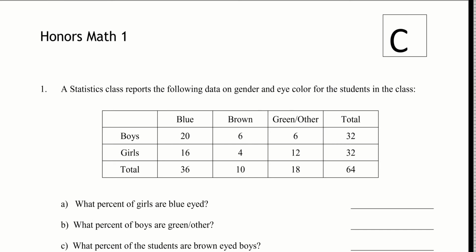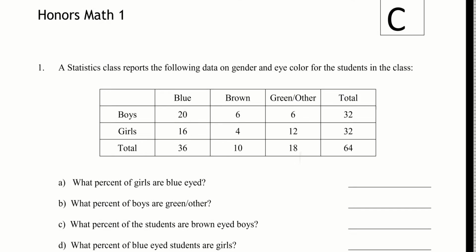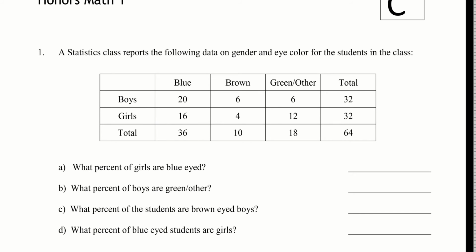All right, part C of the study team test. A statistics class reports the following data on gender and eye color for students in the class. You can see that we recorded both gender and then eye color, and we had blue eye as a possibility, brown eye, and then green/other. You can see we've got the marginal values off on the side here, the totals, and then the totals for these columns also.